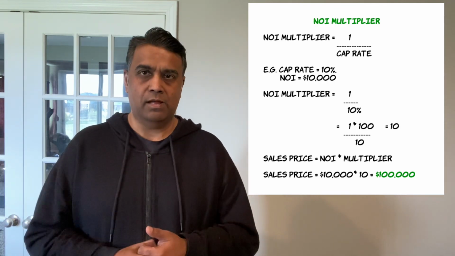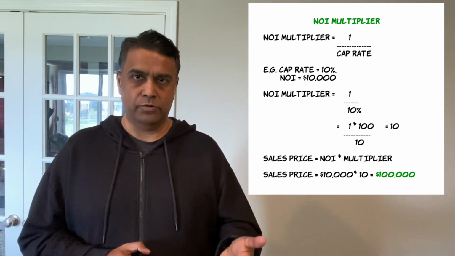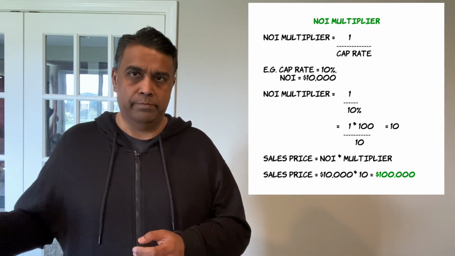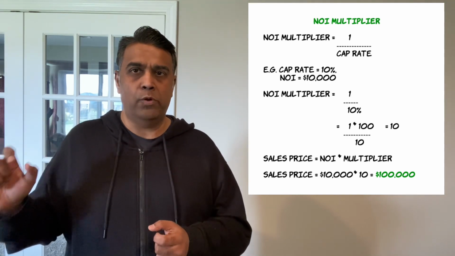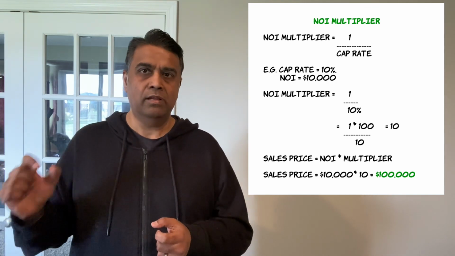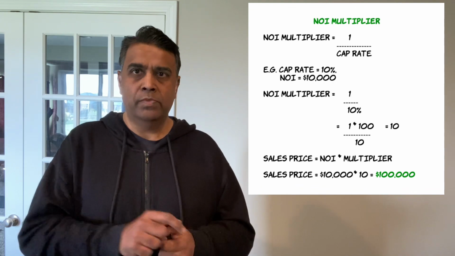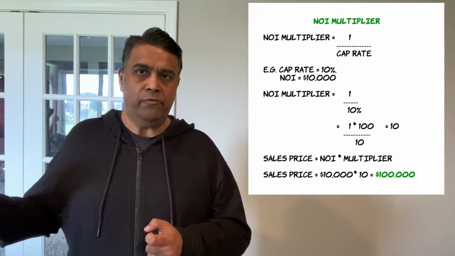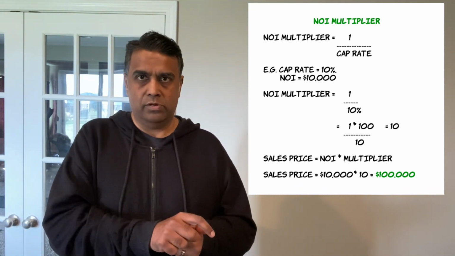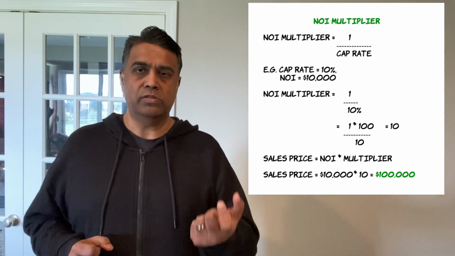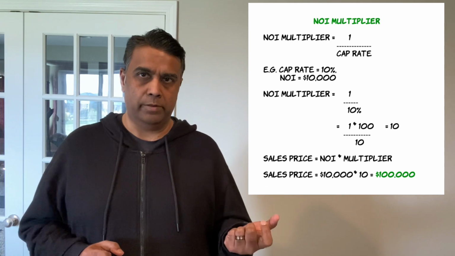So let me take this example. Let's assume the cap rate is 10%. So 1 divided by 10% is going to give you 10. So now you know your NOI multiplier is 10x. Let's assume your NOI in this case is $10,000. So your 10x multiplier will make it $100,000. So now you know your sales price is going to be $100,000, because your multiplier is 10x of the NOI.